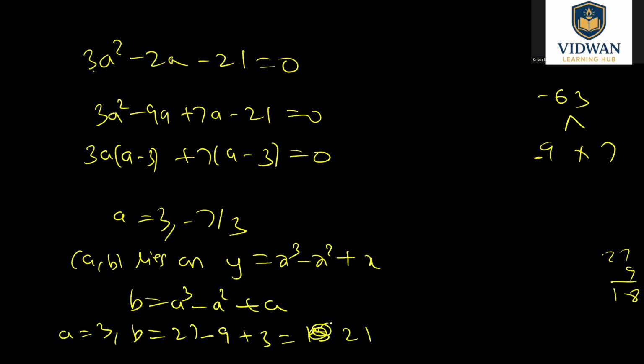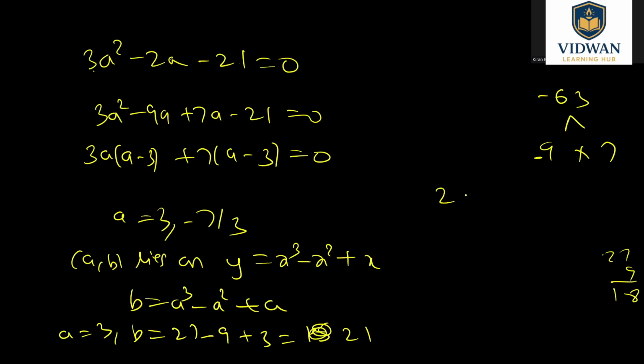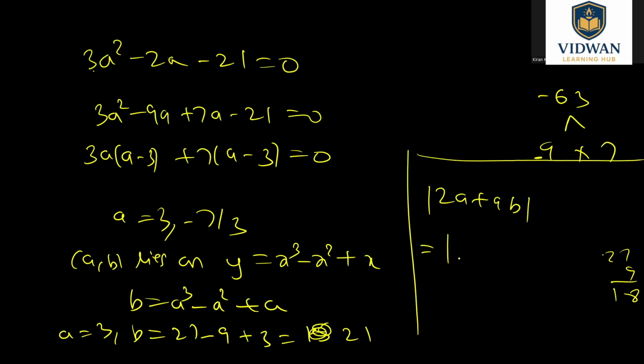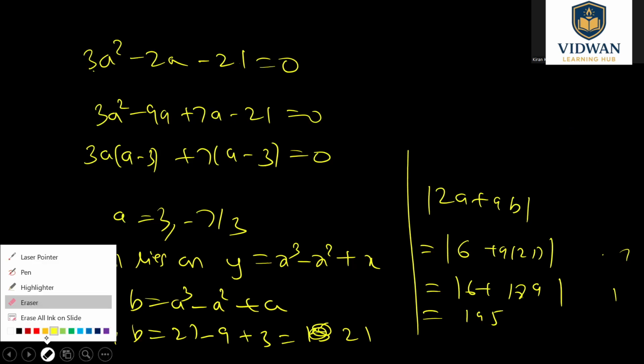So for this possibility, for the other possibility also you can check. They asked you to find out 2a plus 9b modulus. So if I take a as 3, then what is the value? 6 plus 9b would be 9 into 21. So it will be a bigger value, 189 plus 6, 195 or something. You check for the other case.